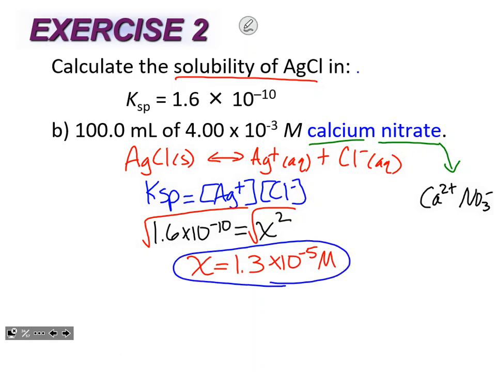Now, if you want to set up the RICE table, you can. It's just not completely necessary because the silver chloride, we know, is a 1-to-1 mole ratio. So with a 1-to-1 mole ratio, what is the Ksp always going to be? Ksp equals x squared, because Ag and Cl are both going to change in the same amounts because it's 1-to-1. But what if it was a 1-to-2 or 2-to-1? What would the Ksp expression result in?